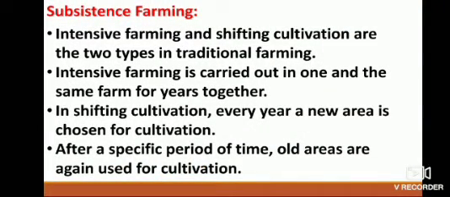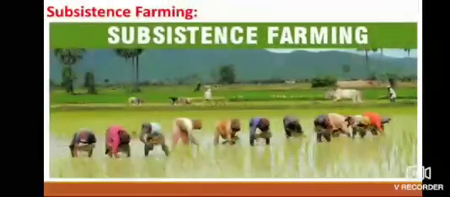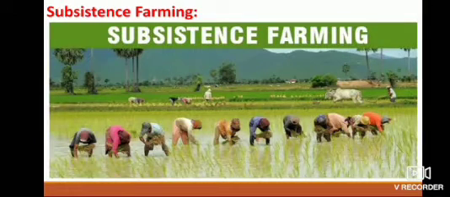Subsistence farming. Intensive farming and shifting cultivation are the two types in traditional farming. Intensive farming is carried out in one and the same farm for years together. In shifting cultivation, every year a new area is chosen for cultivation. After a specific period of time, old areas are again used for cultivation. See, this picture is of subsistence farming.